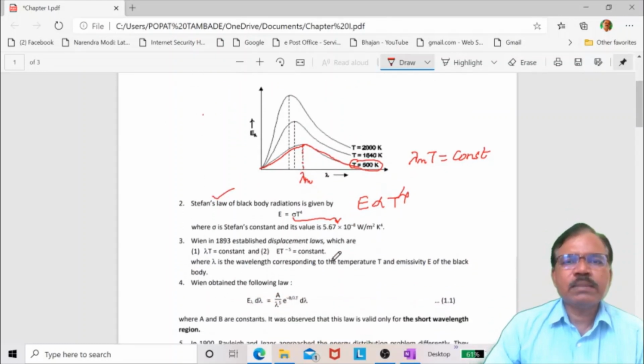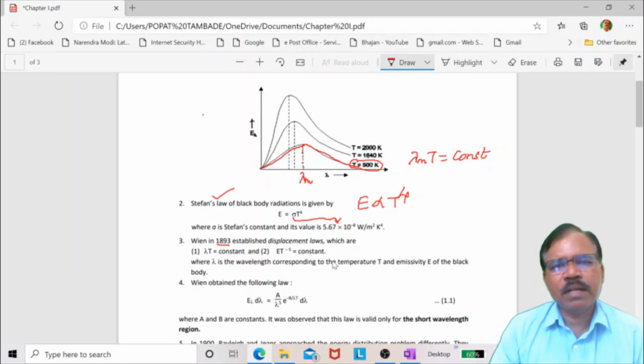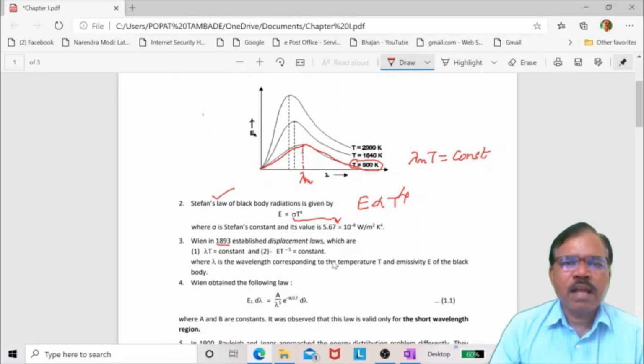In order to explain the black body spectrum, Wien gave two laws in 1893 that are called displacement laws. That is lambda m T is equal to constant, where lambda m is the wavelength corresponding to the peak of the energy spectrum at that temperature. And second, E T raised to minus 5 is equal to constant. These are called Wien displacement laws.